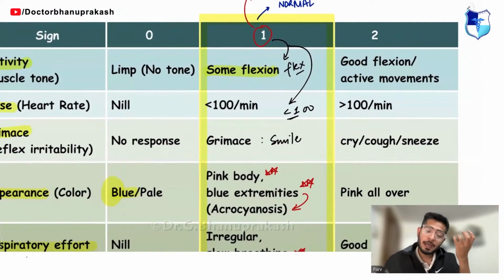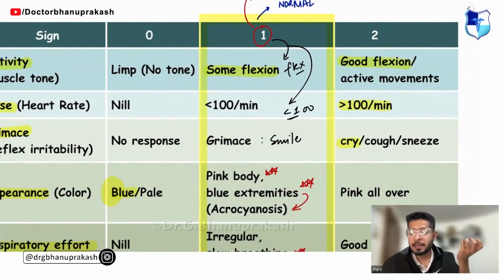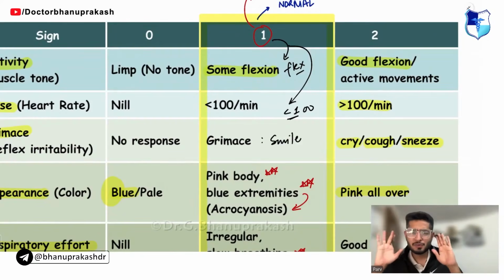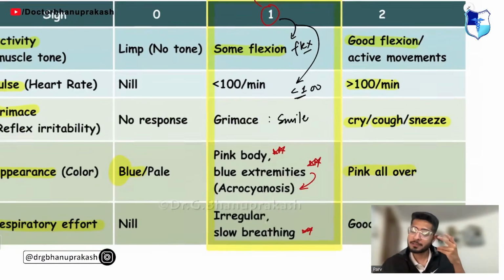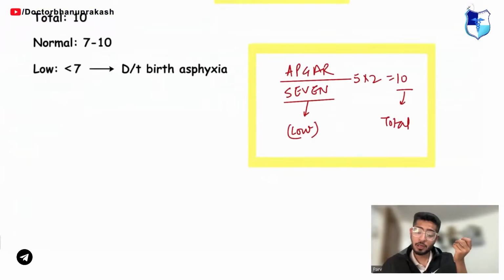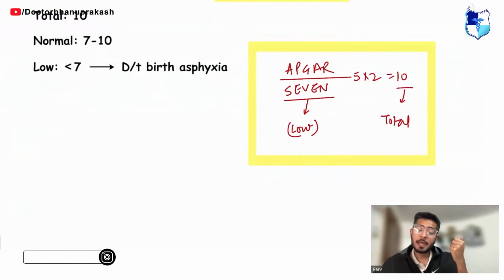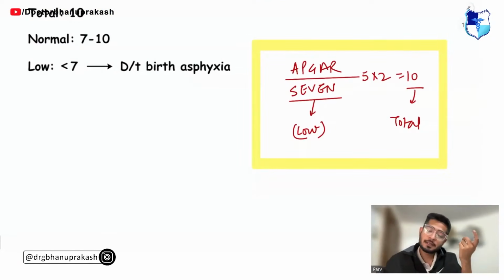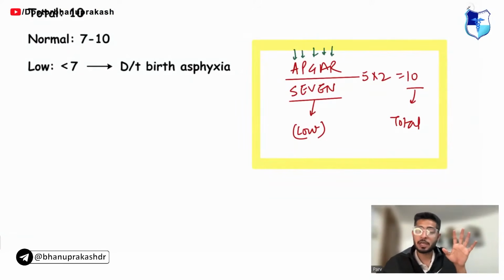But what happens in 2? We will have good flexion, a rate of more than 100 per minute. Grimace: the child is going to cry, cough, sneeze, pink all over the body. Understand, there is no cyanosis if you are going to give 2 points. And the child is going to have a good cry. Good baby. Coming on to the total. APGAR has 5 letters, and 5 2s are 10. So if somebody asks you, the APGAR score is going to have 10 in total.